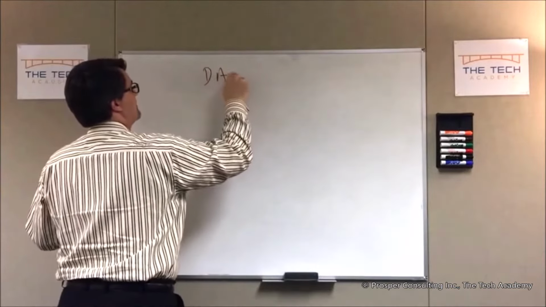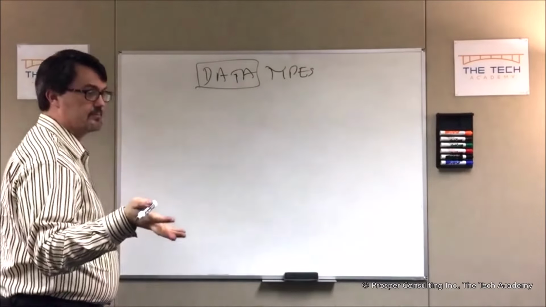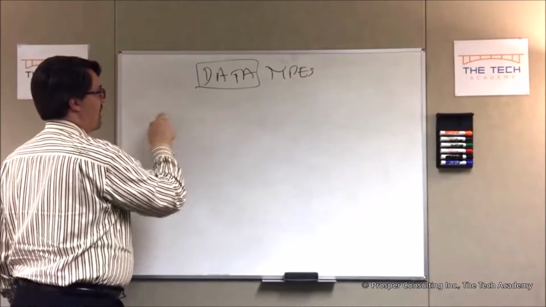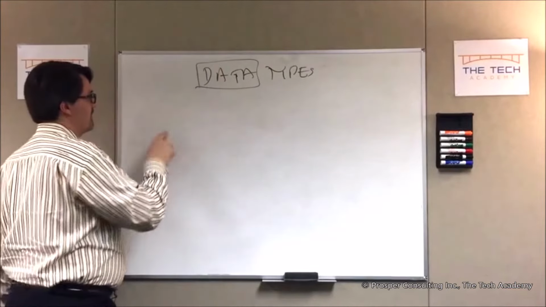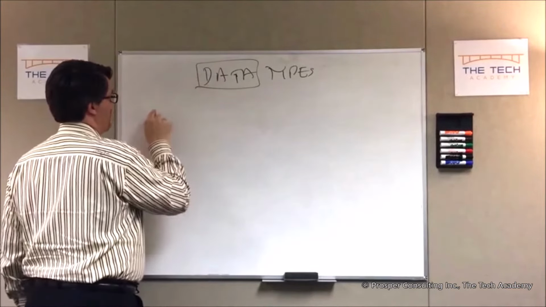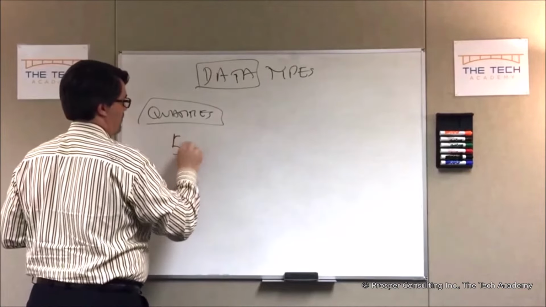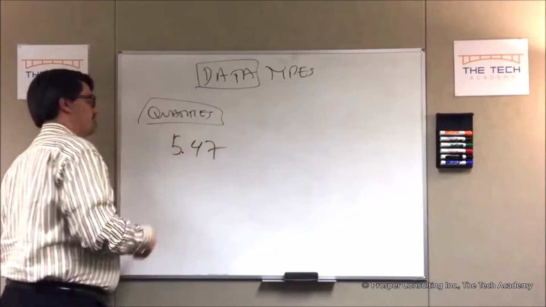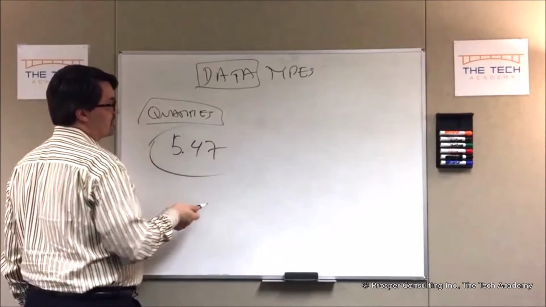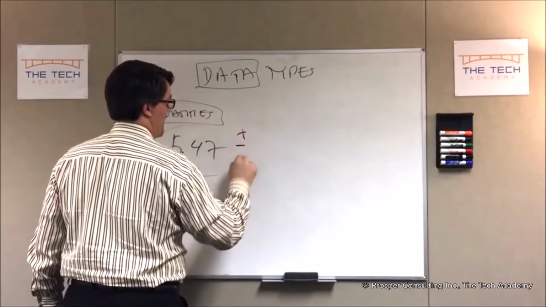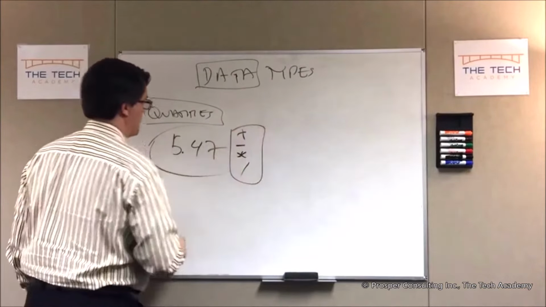Let's talk about data types. Data is just data. It's information. However, it's optimized for certain usages. For example, there's data that represent quantities. It could be looked at as 5.47. There's an example, right? This is a type of data. What can you do with this? Well, you can add, subtract, multiply, divide. You do all those sorts of things, right?